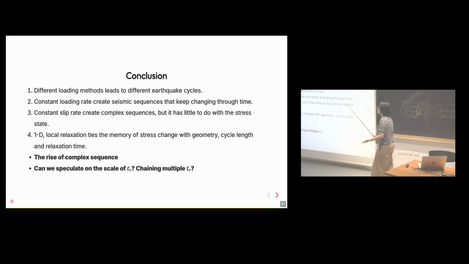Okay, so these are my conclusions. I hope you are convinced that loading your fault differently really creates different results for your simulations. And there are 2 points I would like to discuss. The first is, when I use the different loading method, the complex sequence really goes away. So what actually gives rise to the complex sequence? Maybe roughness or other heterogeneity on the fault.